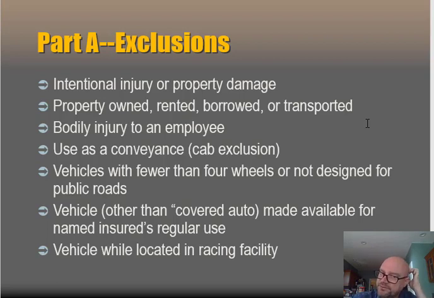The second to last one here, the vehicle other than a covered auto made available for your regular use. That's just making sure that people are paying appropriate premiums, right? Because we said you are covered. Anybody is covered if they're driving one of your vehicles, right? You're also covered in any vehicle that you drive as a temporary substitute vehicle. Well, here's where we're clarifying what that temporary substitute means. If it's a vehicle that's made available for your regular use, it's got to show up on a declarations page and be specifically named, because we're trying to make sure that you're paying premium, right?